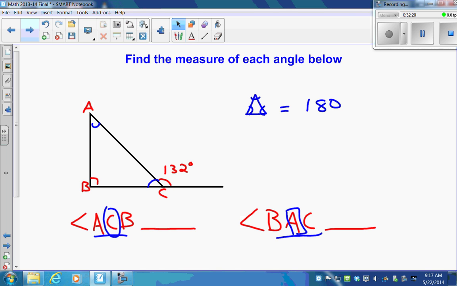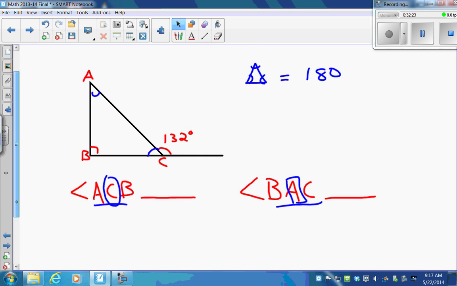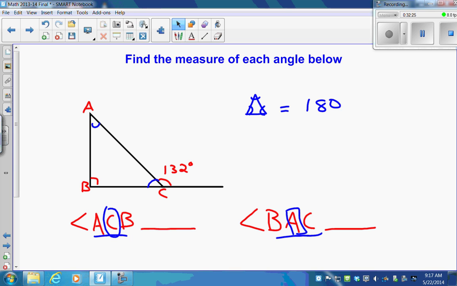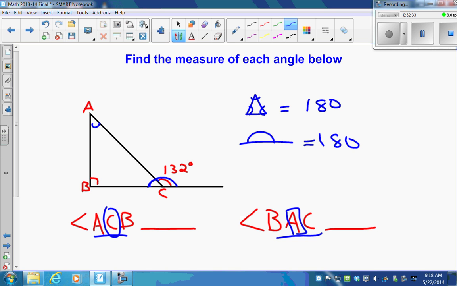Pause your recording now. So again, all angles have to equal 180. Oh, a line also has to equal 180. I'm sorry, I should have put that in. Put that in your notes section as well. Okay, so 180, if I know this from here to here is 132, to find the whole thing, all you do is 180 minus 132, and that gives me 58. So this is 58.